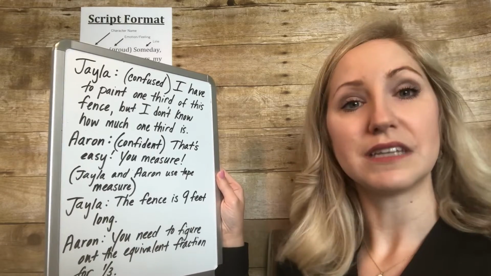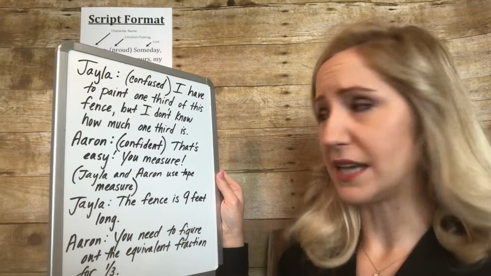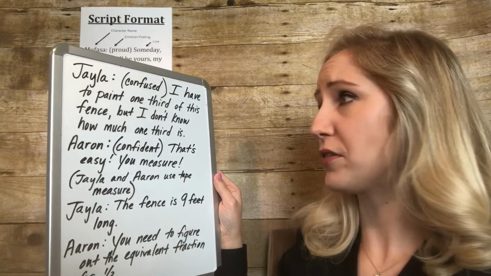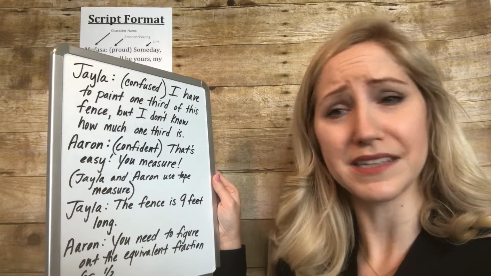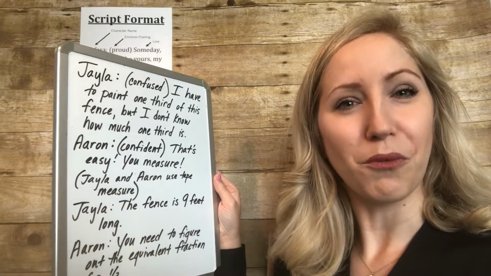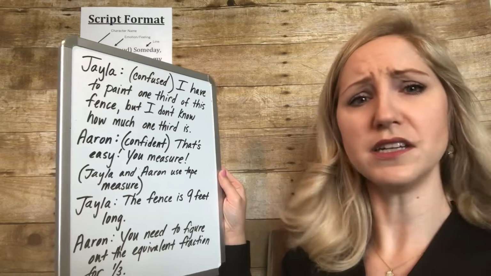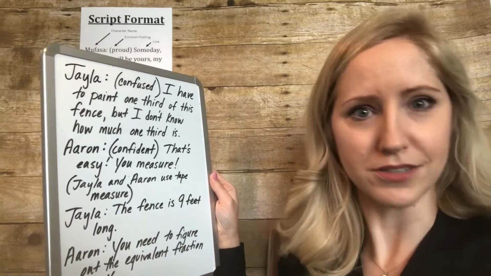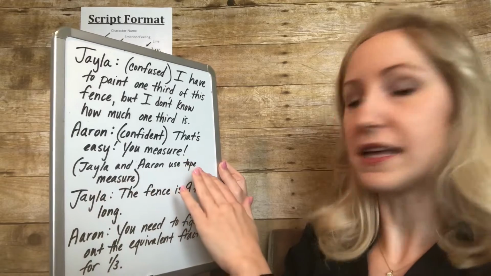But Jayla starts the scene very confused, and she, in her confused character voice, might say, "I have to paint 1/3 of this fence, but I don't know how much 1/3 is." And Aaron is very confident in his knowledge of what 1/3 is. And so Aaron says, using his confident voice, "That's easy. You measure. Like, duh." And then we have a whole line in parentheses.